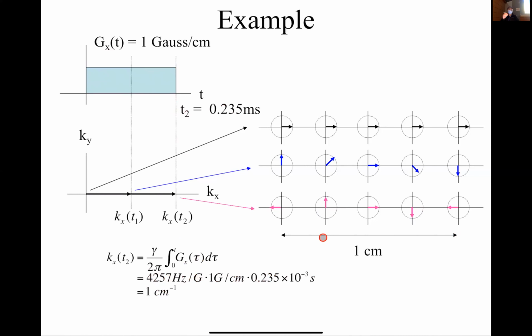And this 1 Gauss per centimeter is in the range of what's used on clinical systems. So if I put you in the scanner and apply a gradient of 1 Gauss per centimeter, and I look back after 0.235 milliseconds, then if I look at the spins in your body along the x direction, within 1 centimeter the spins would have repeated their pattern. Every centimeter, they're going to repeat their pattern. So that's what that means.